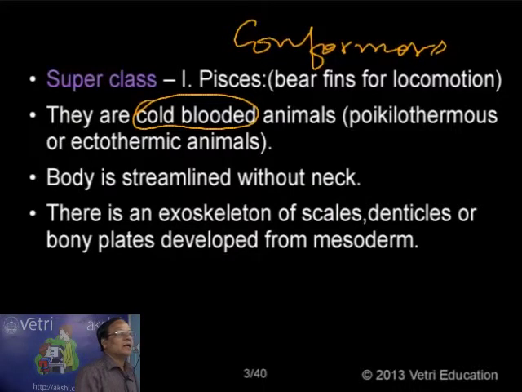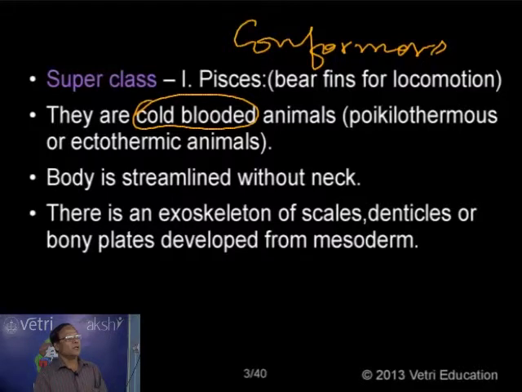That means they have no ability of regulating their body temperature, unlike the birds and the mammals including man. So we are called the regulators because we have the capacity to regulate the body temperature, maintaining a constant body temperature. But the animals like fishes, the frogs, the lizards, the snakes, the turtles and tortoises, they cannot actually maintain a constant body temperature.